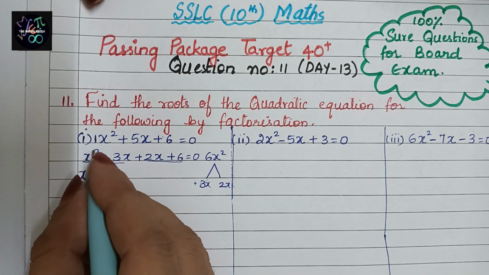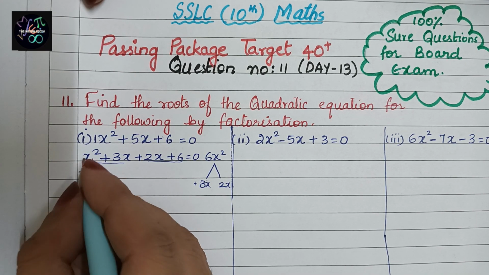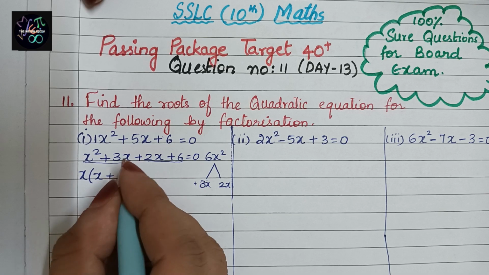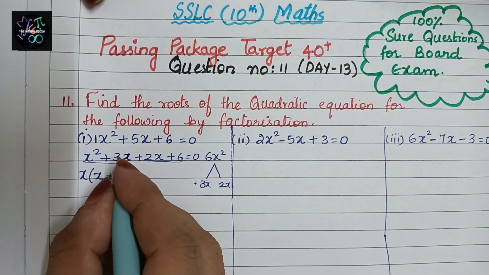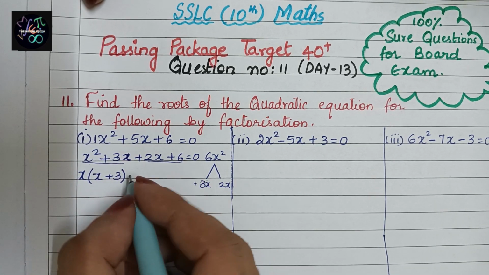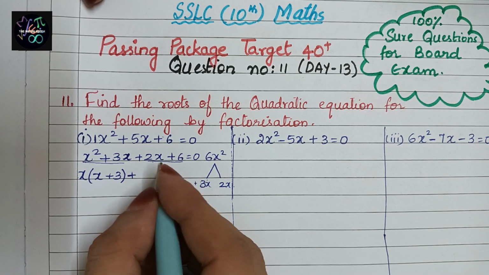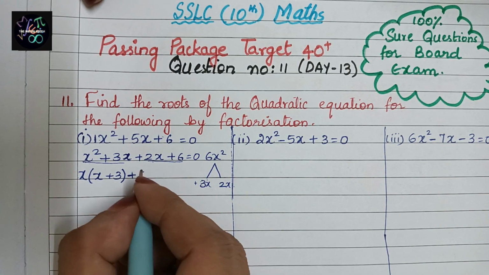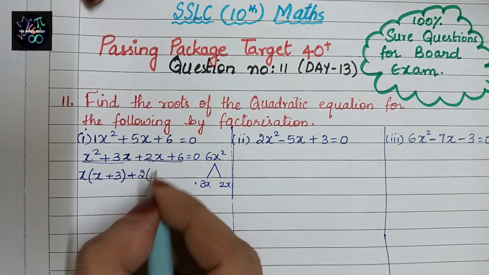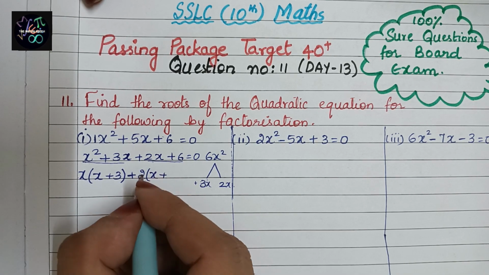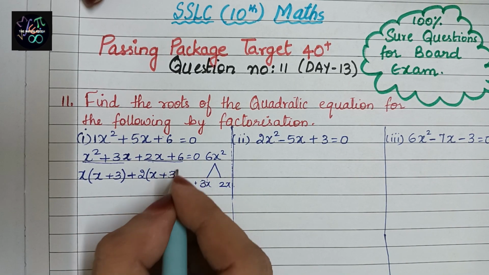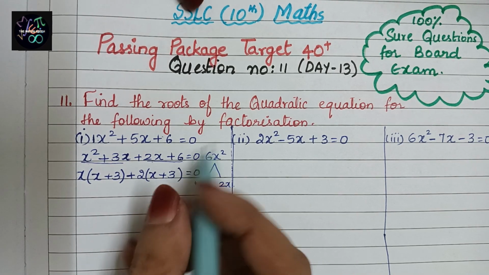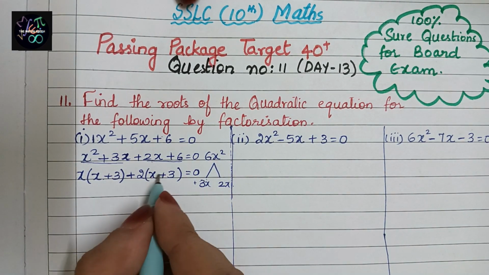What remains? Here x square was there. One x common, then one x remains. Plus, already x I have taken common, what remains? 3. Plus in the second group, what is common? We can see in the 2 table 6 also comes. So 2 is common. If 2 is common outside, what remains? Only x remains. Plus 2, how many are 6? 2 3s are 6.